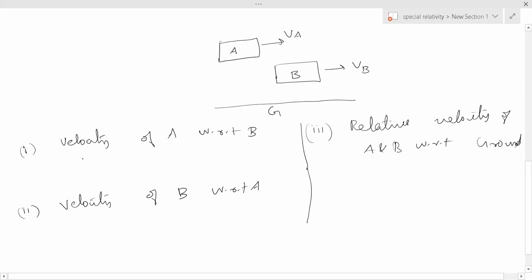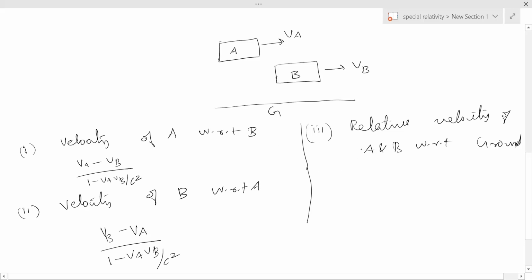In this question, it's the velocity of A with respect to B. It would be VA minus VB divided by 1 minus VA VB by C square. The velocity of B with respect to A would be VB minus VA divided by 1 minus VA VB by C square. This is the place where we have to use the relativistic velocity addition formula.